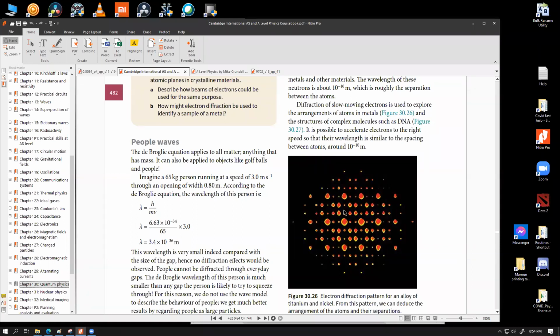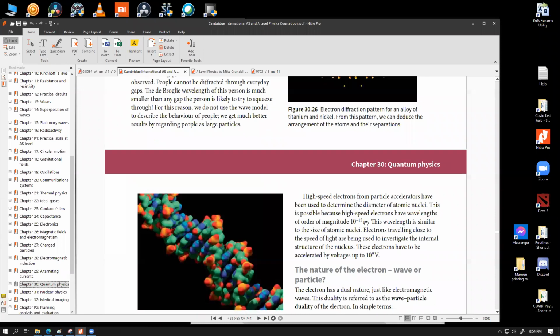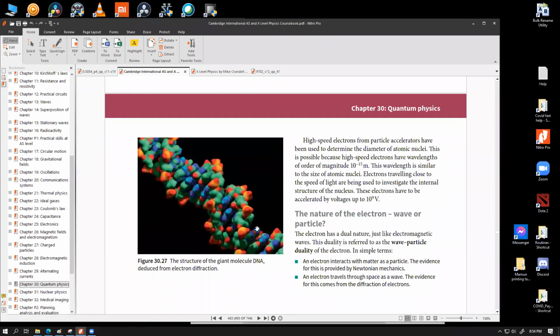So it actually goes vice versa, because wave-particle duality is actually a thing which we can prove, and this is the experimental proof for that. This is the structure for a giant molecule, DNA, deduced from electron diffraction. The double helix shape of the DNA was found out by electron diffraction. An electron microscope is a very special type of microscope where we shoot electrons onto a thing, and then we can see how the electrons are reflected off.